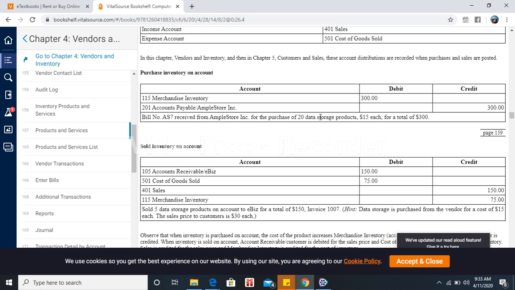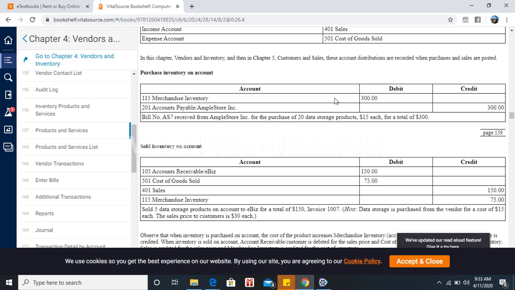There are actually 20 items within this purchase, and they are $15 each. We purchased $300 worth of data storage products from Ample Store. That $300 got us 20 items. Each of them cost $15.